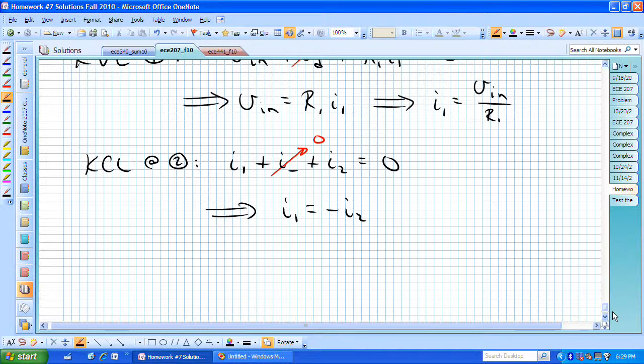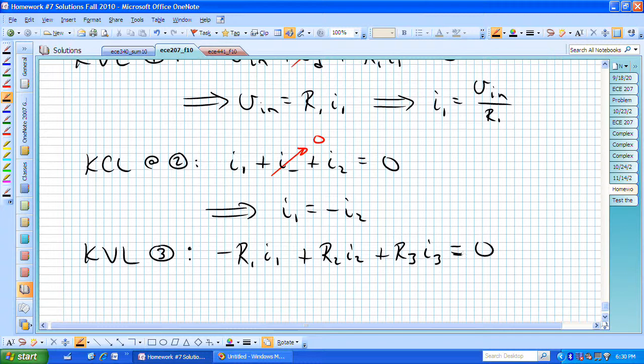So far we've only done KCL at node 2. Let's do now KVL around loop 3. Around that loop we have minus R1 I1, again since we were going against the direction that we assumed for the current I sub 1, plus R sub 2 I sub 2, plus R sub 3 I sub 3. We want to go down to ground as soon as possible. The currents that we do know are I1 and I2, and we know the R's, so the only unknown in that equation is I sub 3.